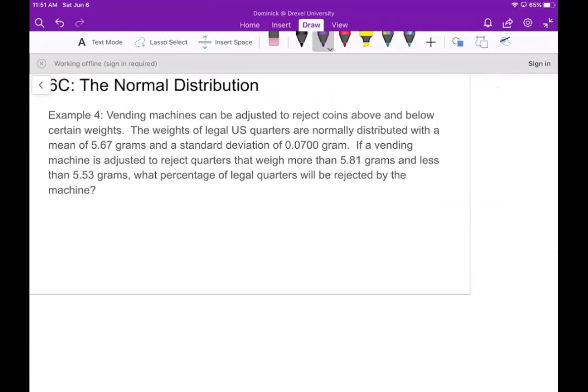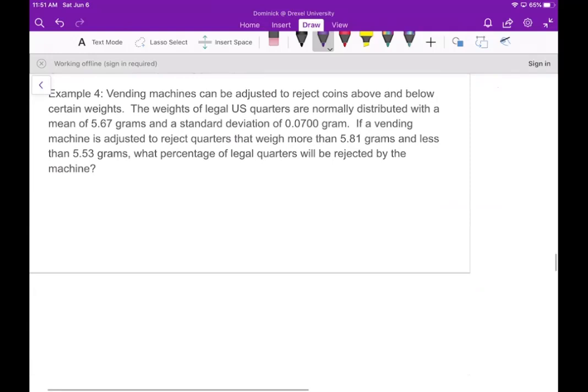Okay, now in this next example, we have that vending machines can be adjusted to reject coins above and below certain weights. Now, the weights of legal US quarters are normally distributed with a mean of 5.67 grams and a standard deviation of 0.07 grams. Now, if we have that a vending machine is adjusted to reject quarters that weigh more than 5.81 grams and less than 5.53 grams, what percentage of legal quarters will be rejected by the machine?